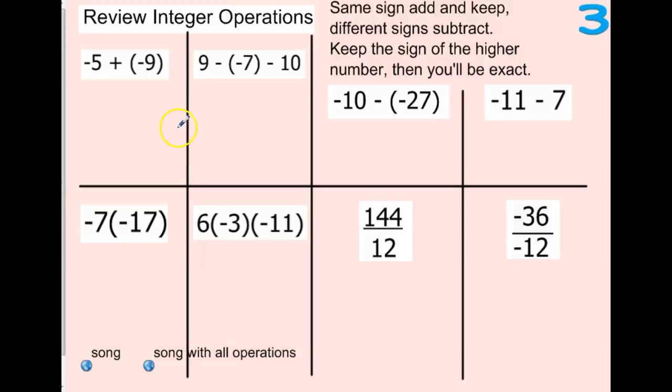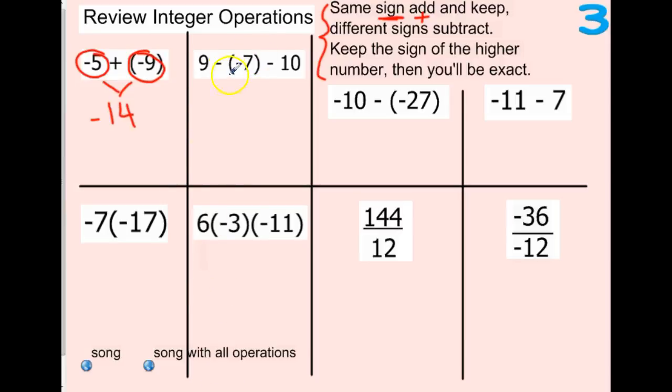On the back side are integer operations, add, subtract, multiply, and divide. Remember our words to our song, same sign, add and keep, different sign, subtract. Keep the sign of the higher number, then you'll be exact. So we have here first a negative 5 and a negative 9. These are the same signs, so we're going to add them and keep the negative sign. 9 plus 5 more should give us 14. And keep that negative sign.